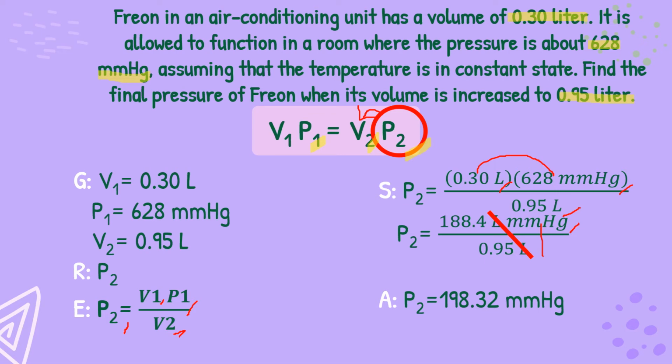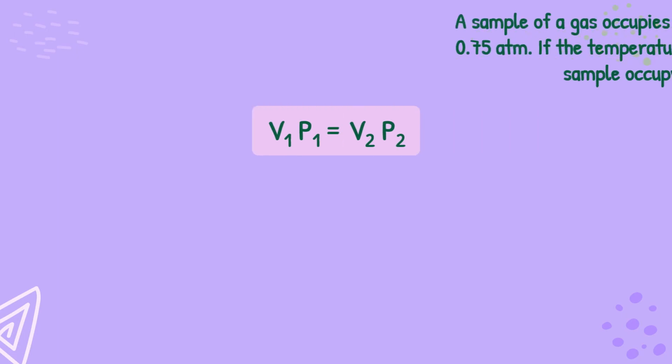198.32 millimeter of mercury. So how does this millimeter of mercury happen? If you have the same unit on your division side, you need to cancel out these two. So we need to cancel out the liters because we have two liters on this one, and we will leave the millimeter of mercury.